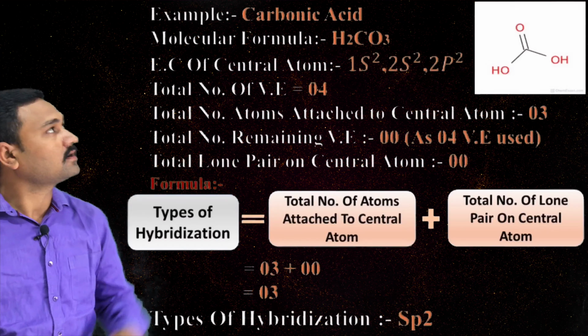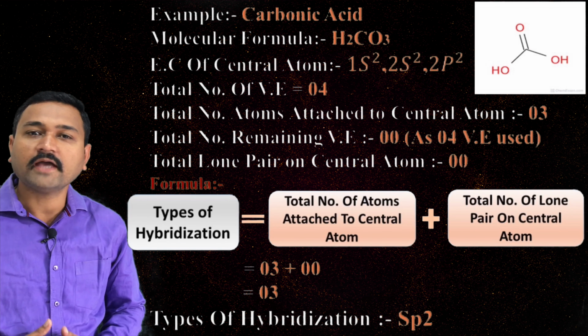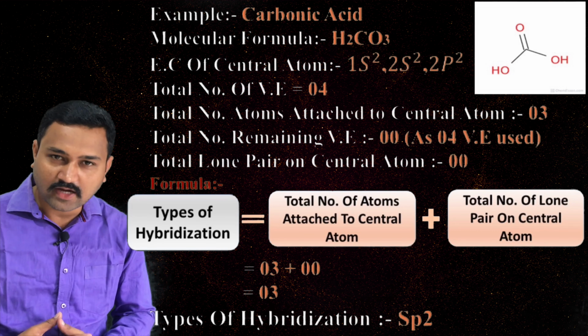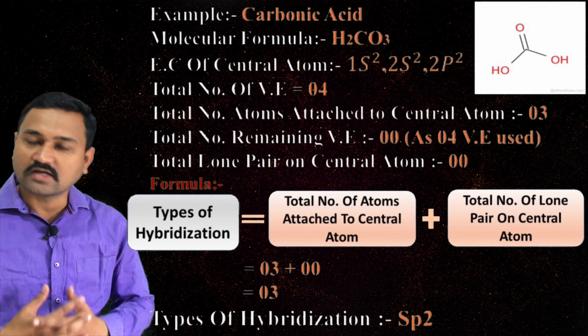So now let us consider the first example, that is carbonic acid. Its molecular formula will be H2CO3. I have already shown the structure of the carbonic acid. The central atom in the carbonic acid is the carbon atom.